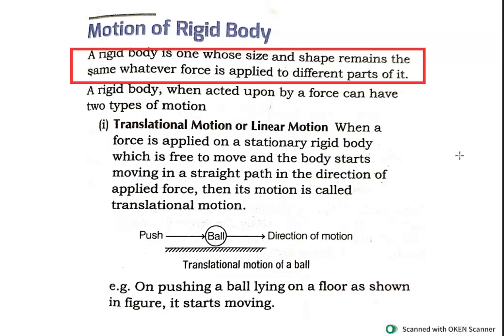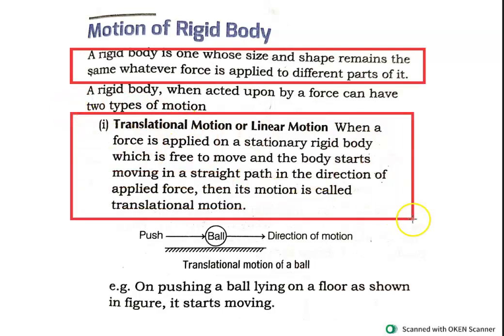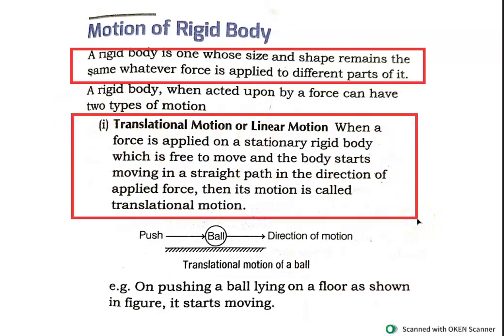First kind of motion is known as translational motion or linear motion. That means motion in a straight line. Now, when does motion in a straight line take place? When a force is applied on a stationary rigid body which is free to move and the body starts moving in the straight path in the direction of applied force, the motion is said to be translational motion.